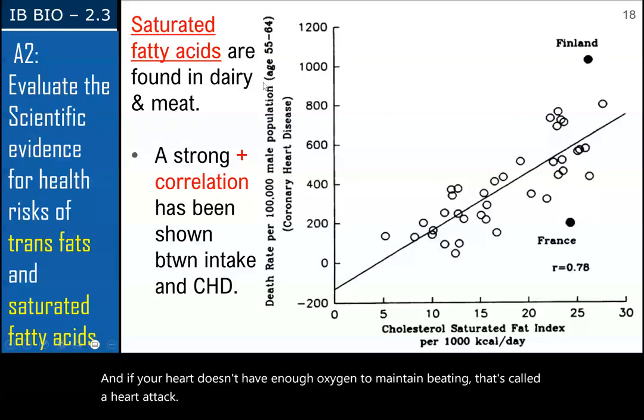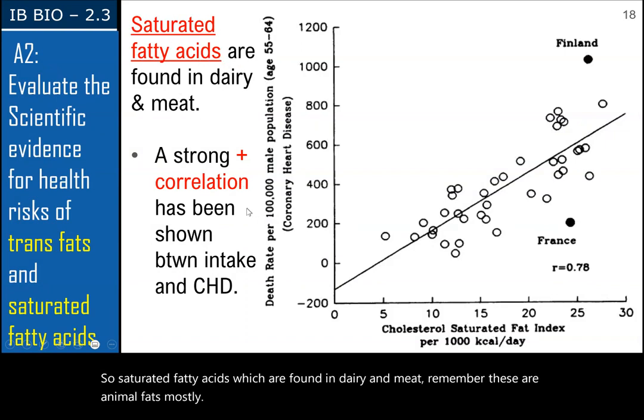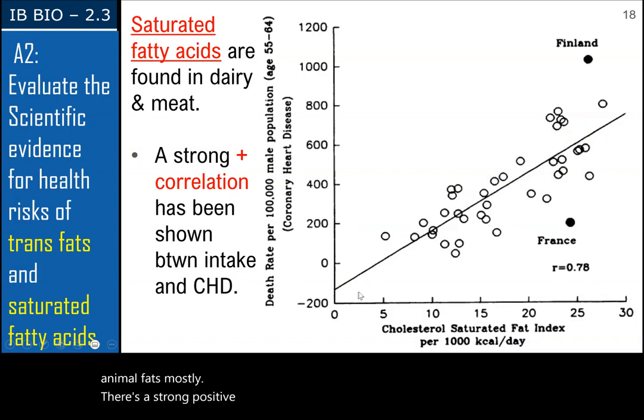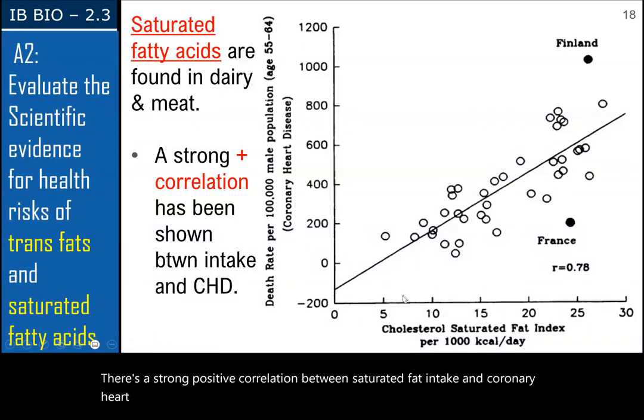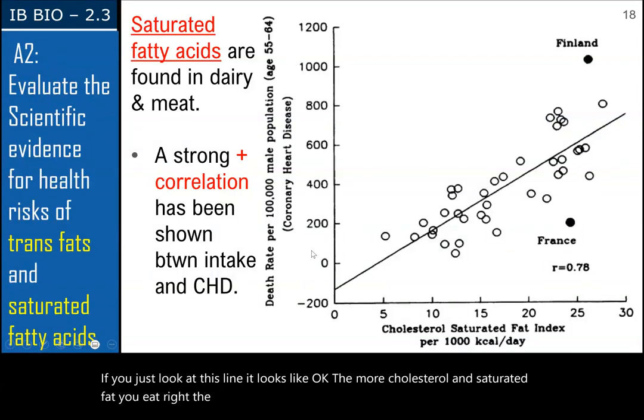So, saturated fatty acids, which are found in dairy and meat, remember, these are animal fats mostly. There's a strong positive correlation between saturated fat intake and coronary heart disease. If you just look at this line, it looks like, okay, the more cholesterol and saturated fat you eat, the more incidences of coronary heart disease you have. That seems pretty simple. Except there's a problem.